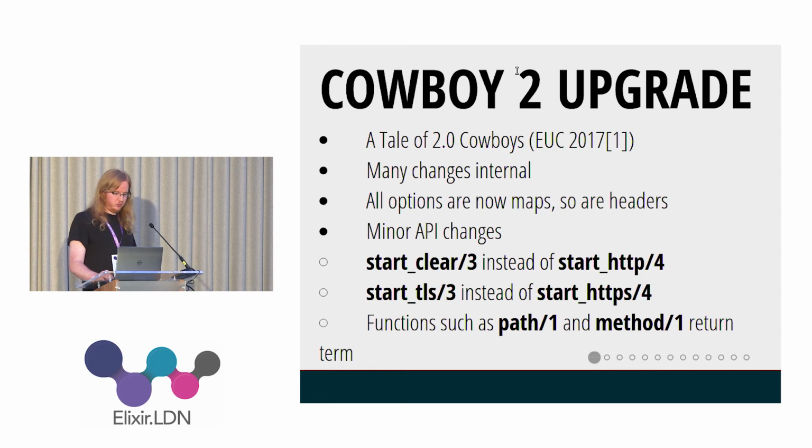And then other functions as well, so things like path and method that previously returned a pair with the thing that you wanted returned in the request. Since there's no side effects on the request, they now just return one argument, which is the path or the method or whatever it is that you're after. So that's a little bit cleaner. You don't need to keep rebinding the request.